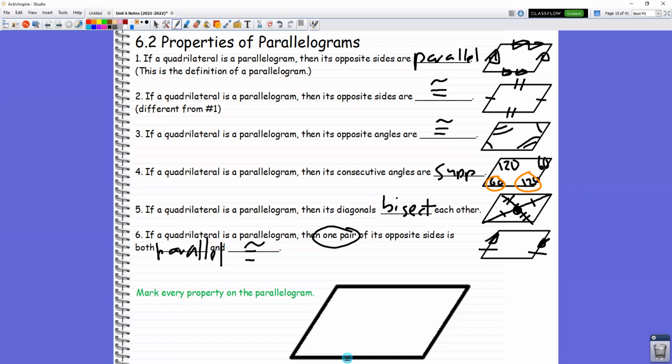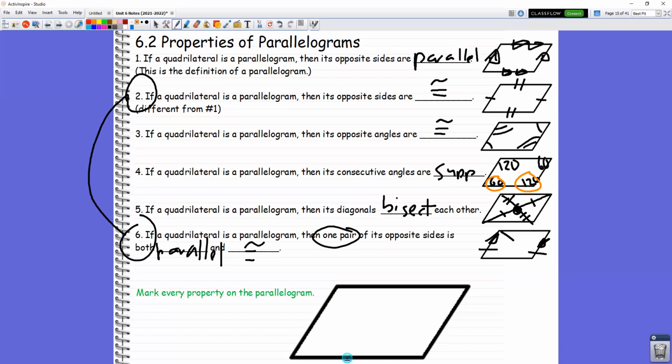This unique combination guarantees a parallelogram. And I want to show you this real quick. The reason why this will guarantee a parallelogram is because property 6 is essentially property 2 in disguise. It's a shortcut. Now, here's the reason why it's property 2.